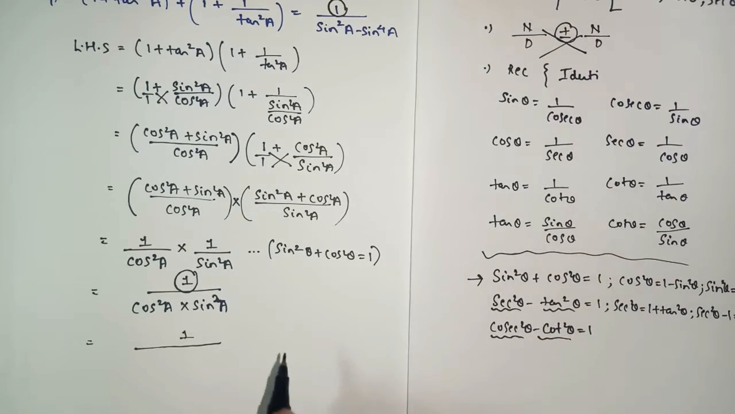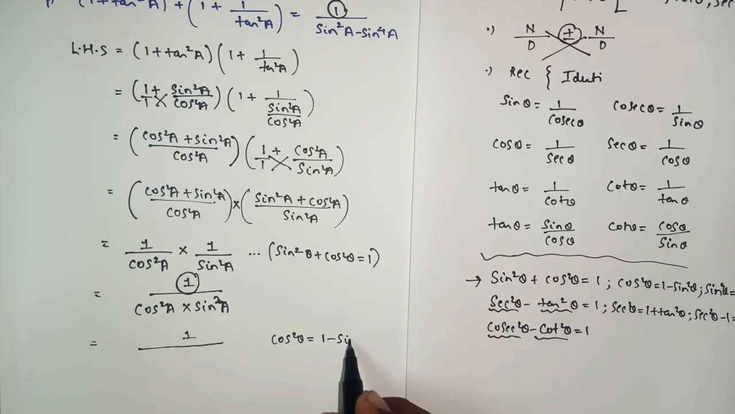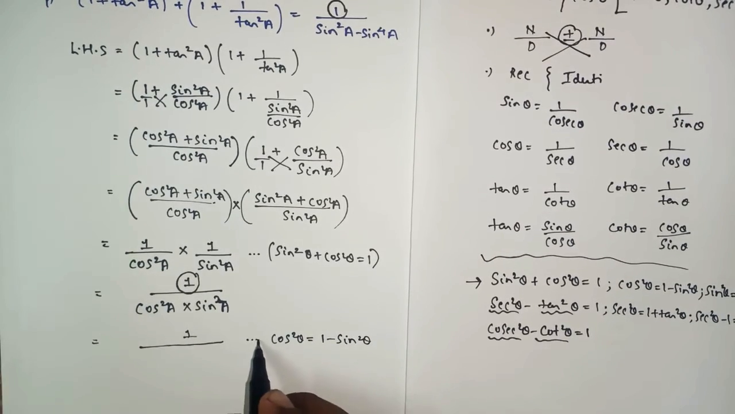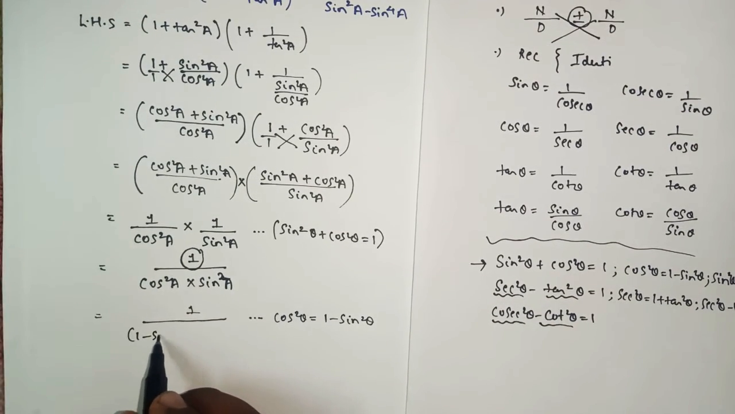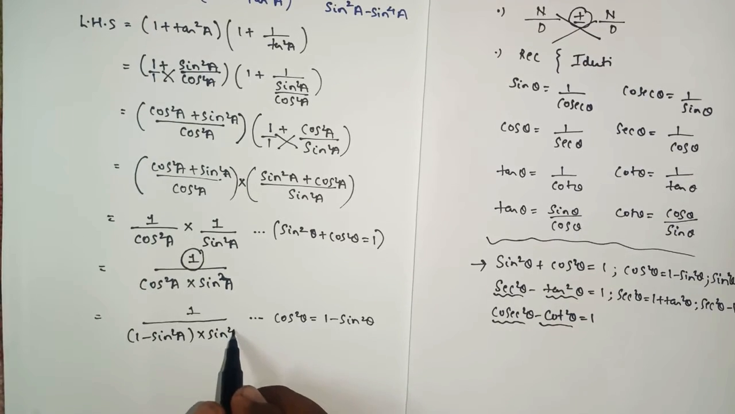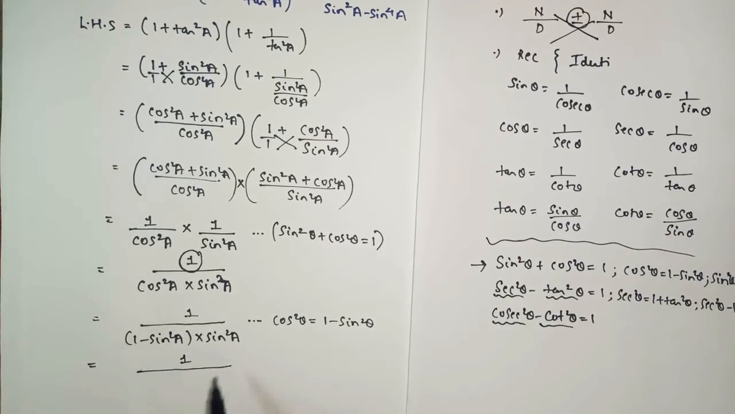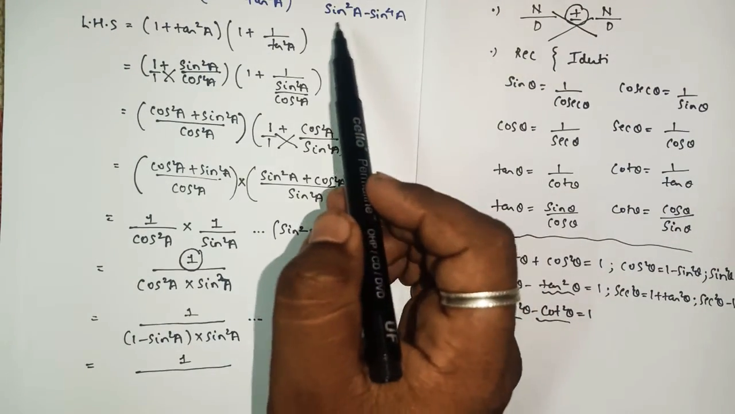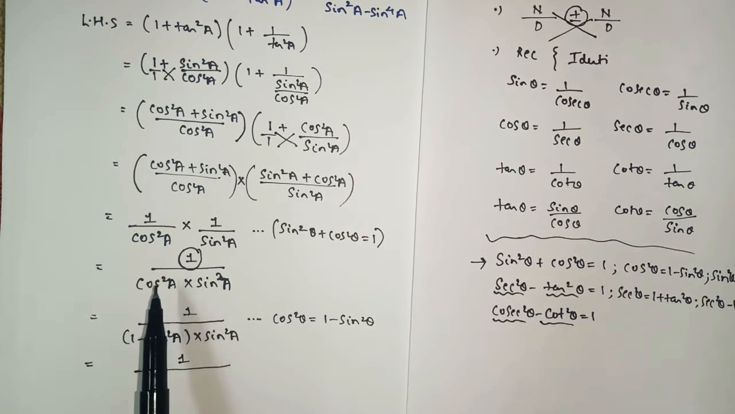Yes or no? We can write cos square theta as 1 minus sine square theta. So in place of cos square we can write 1 minus sine square a into sine square a. Yes or no? Clearly we can see that in the denominator the whole expression should be in sine. That's why I eliminated this part and converted this cos square in terms of sine.